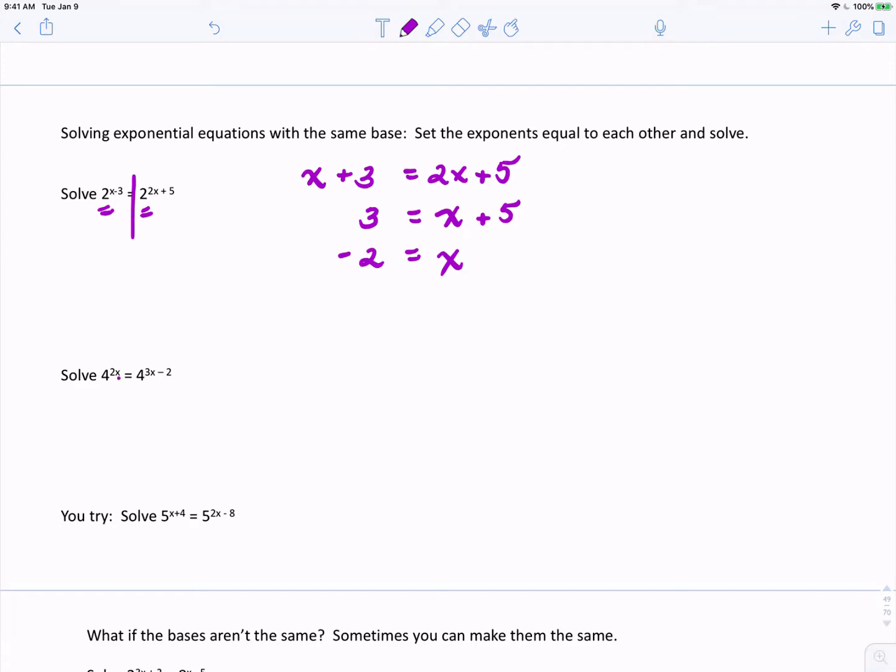Here again, we have an equation where the bases are the same, so all we have to do is set the exponents equal to each other and solve. 2x is equal to 3x minus 2. We can subtract 3x from each side, and then multiply each side by -1 and solve. So when the bases are the same, it's really easy. Here, why don't you go ahead and try this one. Solve 5 to the x plus 4 is equal to 5 to the 2x minus 8.